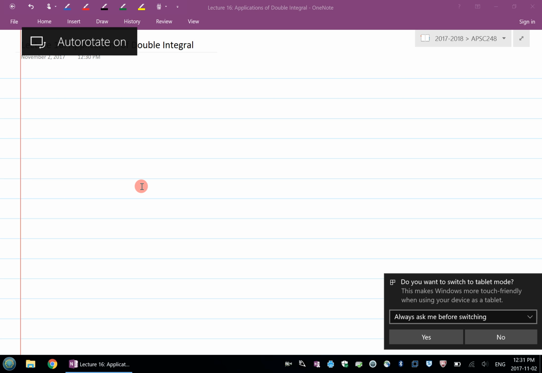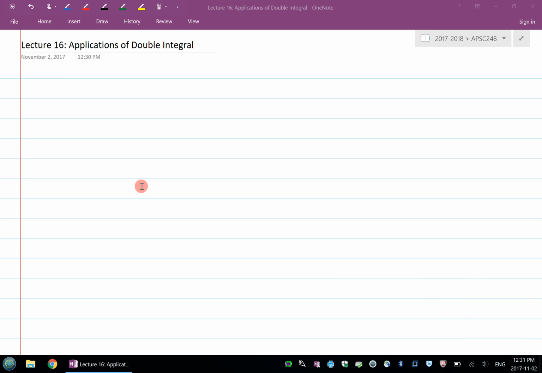Okay, I just have one example to go over from the previous lecture, and then we'll get on to the new topic, which is applications of double integrals. So this example is basically related to properties of a double integral.